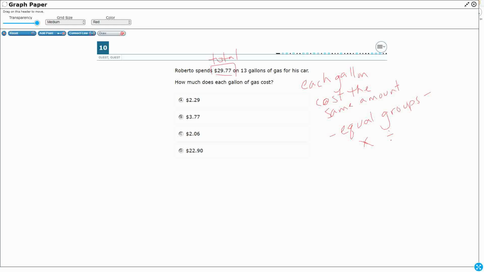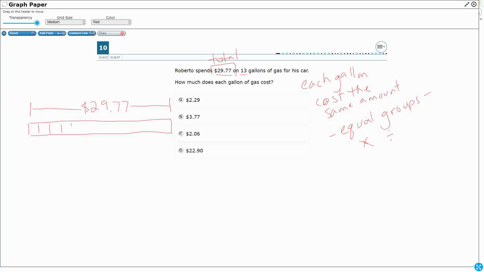So let me draw a strip diagram to kind of represent that. All right, so we've got $29.77. That's how much he spent. He is going to split that equally into 13 gallons. All right, so I need to try to draw 13 equal sections down here. I'll get as close as I can.